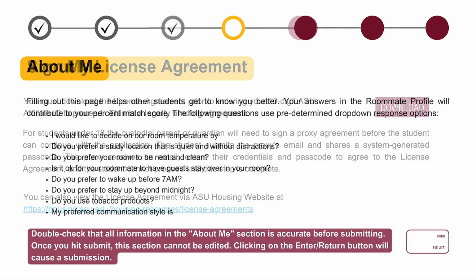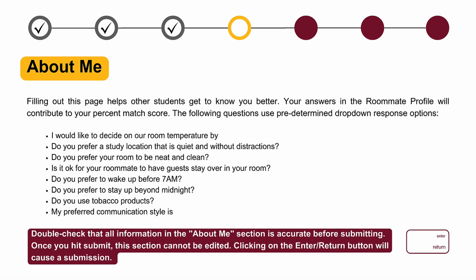About Me. The About Me section allows you to answer questions to help match with compatible roommates. Your responses will contribute to your match score. Be sure to double check this section before submitting. Once it's submitted, responses cannot change. Be careful. Clicking on the Enter Return button on your keyboard will cause a submission.